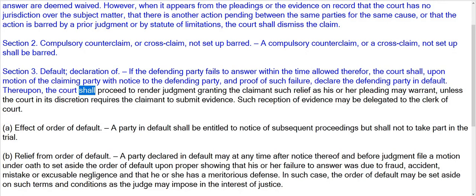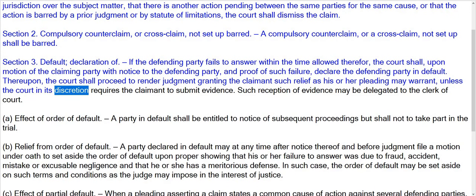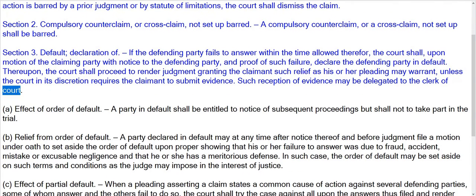Thereupon, the court shall proceed to render judgment granting the claimant such relief as his or her pleading may warrant, unless the court in its discretion requires the claimant to submit evidence. Such reception of evidence may be delegated to the clerk of court.